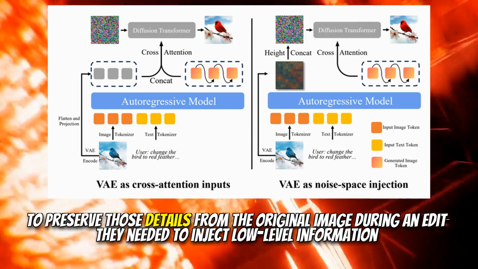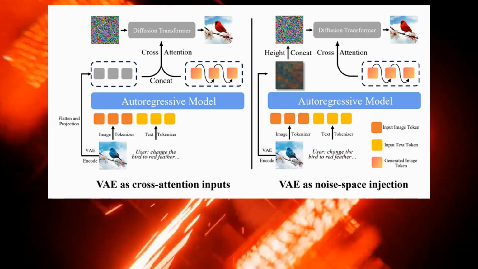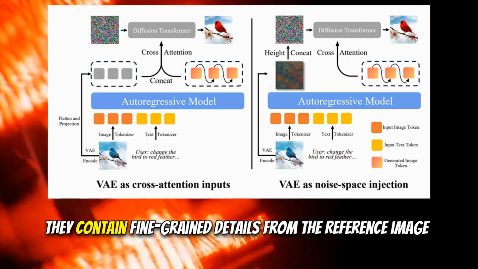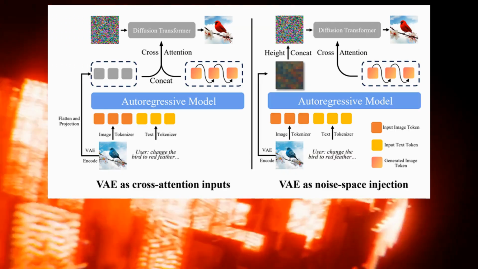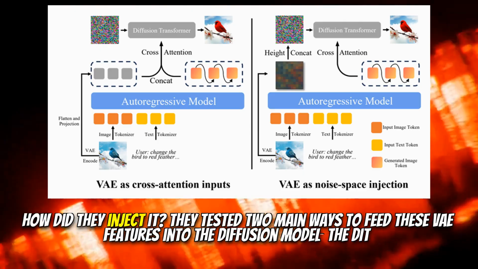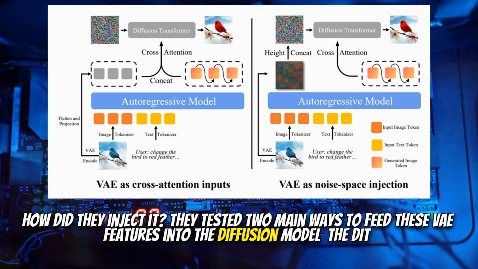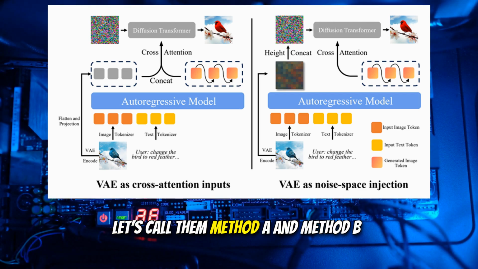To preserve those details from the original image during an edit, they needed to inject low-level information. That's where the VAE latents come in. They contain fine-grained details from the reference image. So they're adding back the detail that the high-level plan might miss. How did they inject it? They tested two main ways to feed these VAE features into the diffusion model, the DIT. Let's call them Method A and Method B.